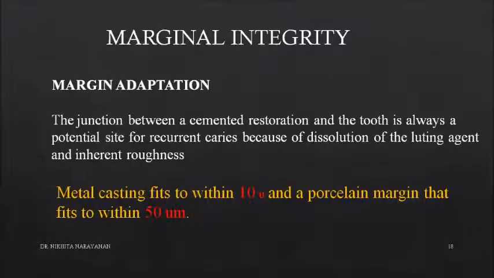When we talk about marginal integrity, we need to understand that the restoration can survive in the biological environment of the oral cavity only if the margins are closely adapted to the surface finish line of the preparation. So it's determined that the metal castings should fit within 10 microns and the porcelain margin should fit within 15 microns to have a proper marginal adaptation.